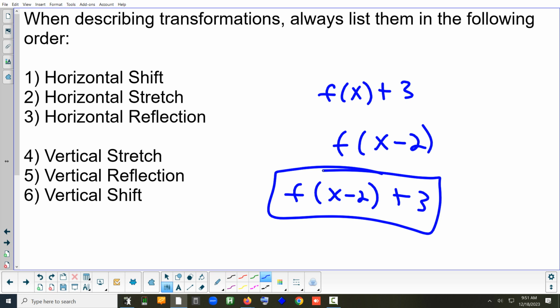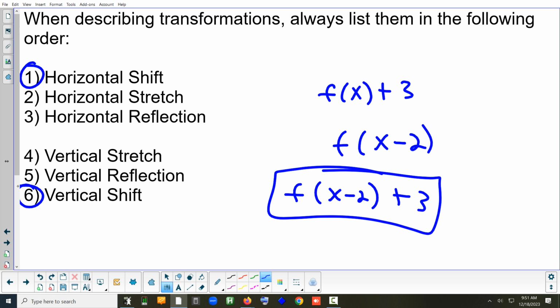Which one do you say first? Do you say shift up 3, and then say shift right 2? Or do you say shift right 2, and then up 3? There is a certain order you do have to say it in. And yeah, you would describe the horizontal shift first, and you would describe the vertical shift after. That's the order that we always describe transformations. Yeah, as long as you know that order.